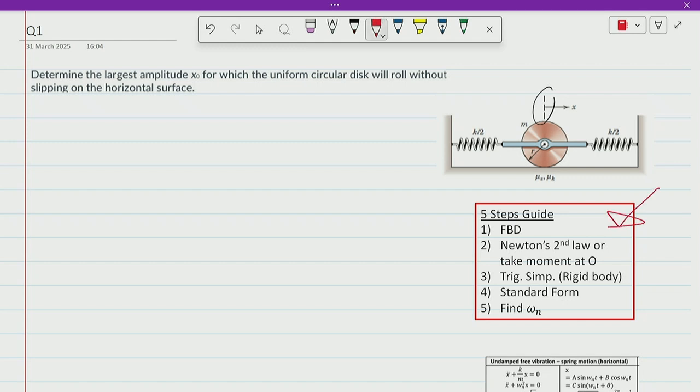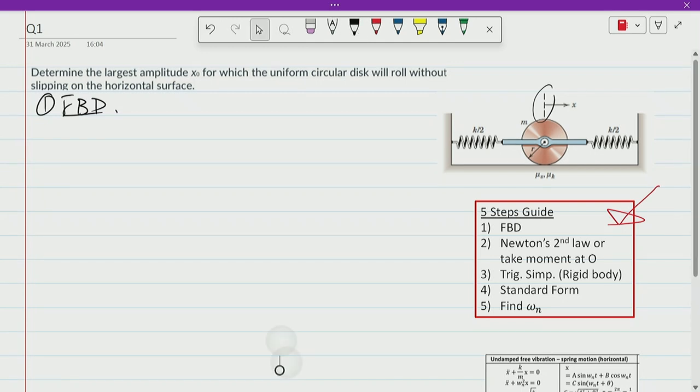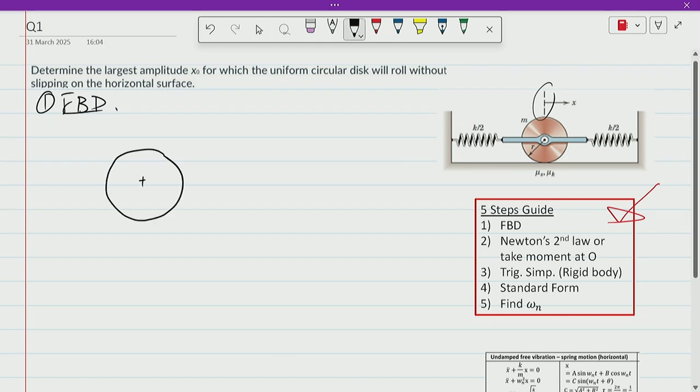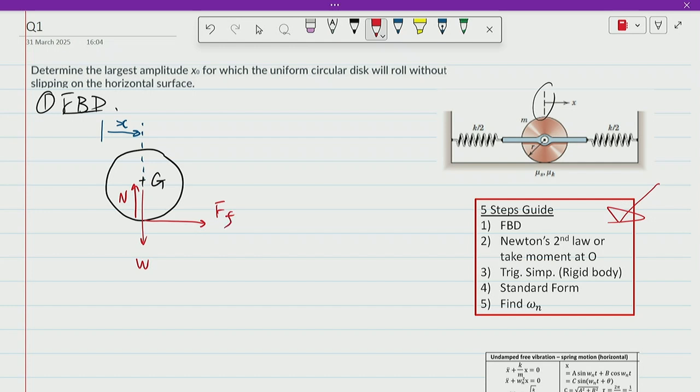So again, a 5-step guide, start with FBD. We have the disk here. We're going to assume it's pushed around by x. We've got a gravitational center here. We have weight. We have normal reaction. We have friction. This is because basically the disk is going to try to roll back, so that's why your friction is pointed towards the right. And we also have our spring force.